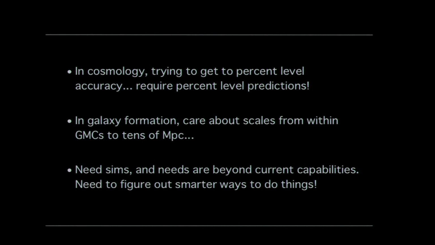So in cosmology, we're now at the stage where we're trying to get to sort of better than percent level accuracy. And so we really require very precise predictions. In galaxy formation, as we heard from Elliot yesterday, we have to actually be able to resolve GMCs, very small, and we want to be able to do that at least over tens of megaparsecs, and if you want the full galaxy population, actually probably hundreds of megaparsecs.